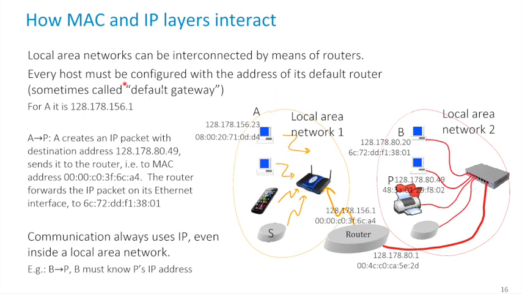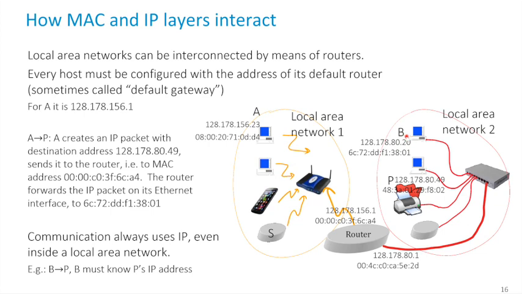For this, of course, we need that A knows the IP address, knows the presence of the router, which is a configuration that's needed. Now assume B has a packet to send to P, then the communication will be done by sending the packet directly to P, to the IP address of P. So communication with TCP-IP always uses IP addresses, even if it's inside a local area network. Even if B sends to P, they're both on Ethernet.